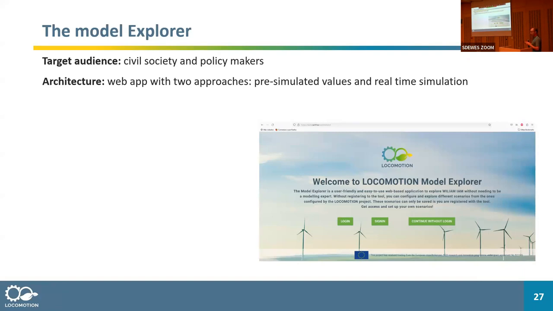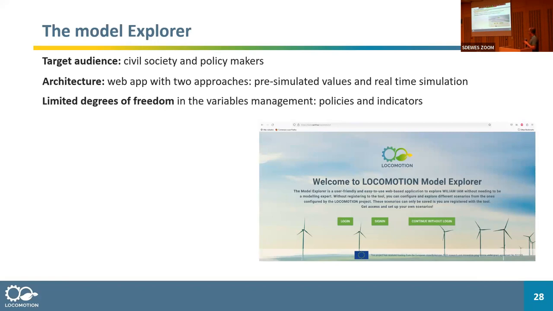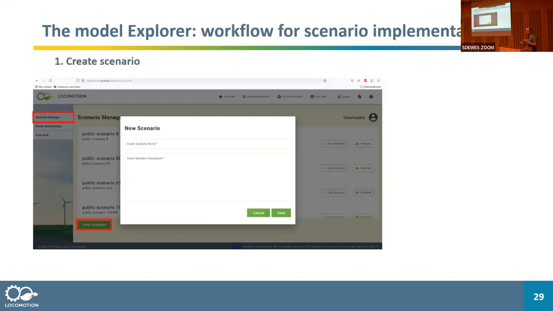It's a web application, so you access it from the browser. And the results are pre-simulated in most of the cases, so the response of the app should be very fast. And as I was mentioning, there's limited degrees of freedom, so the parameterization is a bit lower than what you can do with the model analyzer, but still there's the public for this kind of tool.